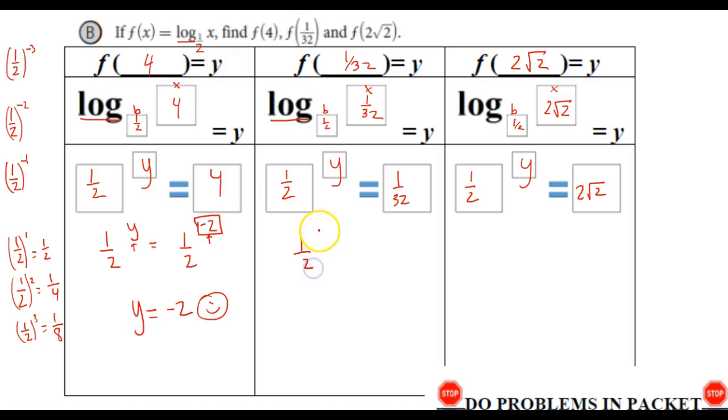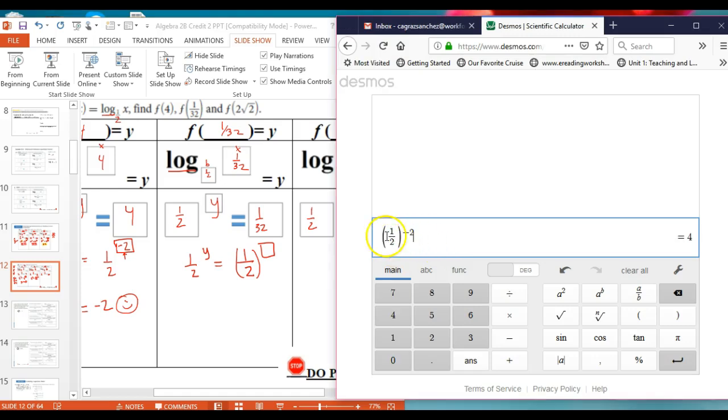So 1/2 to the y power is equal to 1 over 32. 1/2 to what power would get us 32? Well, we kind of started doing these a little bit. 1/2 to the 3rd power equals 1 over 8. Let's see, it's probably going to be something bigger than 3. So let's try that Desmos calculator one more time to figure out what that would be. So again, I have 1/2. I'm not going to write it to the negative exponent. Let's try 4.